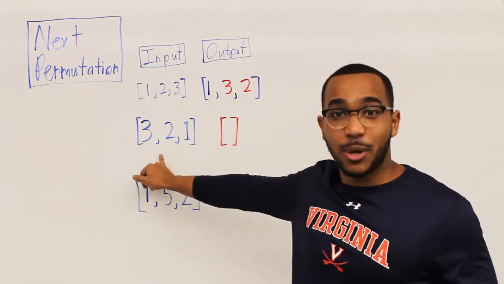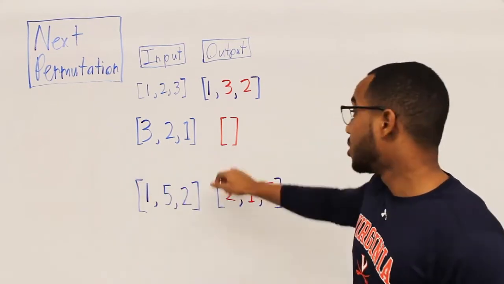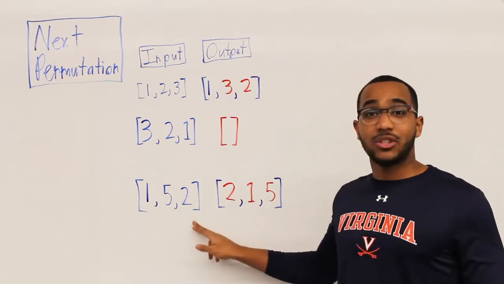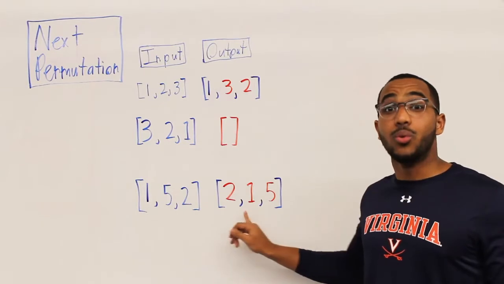Because this is the last permutation of the numbers 1, 2, and 3, we just return the empty array. There is no next permutation. Given 1, 5, and 2, what is the next permutation? The next permutation is 2, 1, 5.